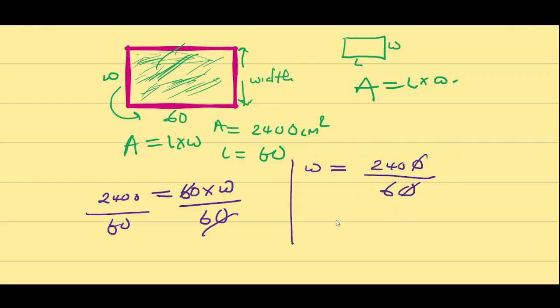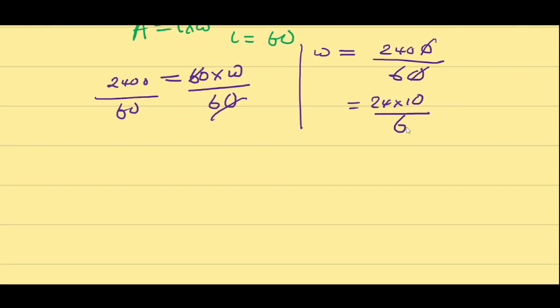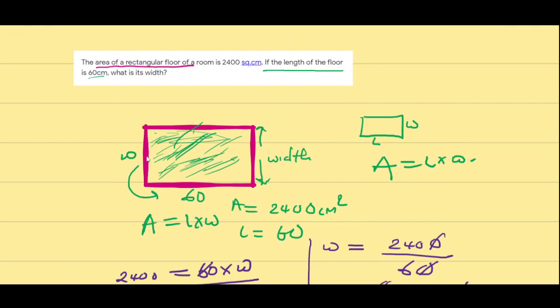Now with a calculator we can surely do this. This is 24 times 10 all divided by 6. So 24 divided by 6 is 4. So 4 times 10, this is 40. We have centimeter squared and just centimeter here, so one centimeter cancels out. So the width is equal to 40 centimeters. This is a rectangle. Sorry, not the length. The width here is 40 and the length here is 60 centimeters, which is what they asked us.